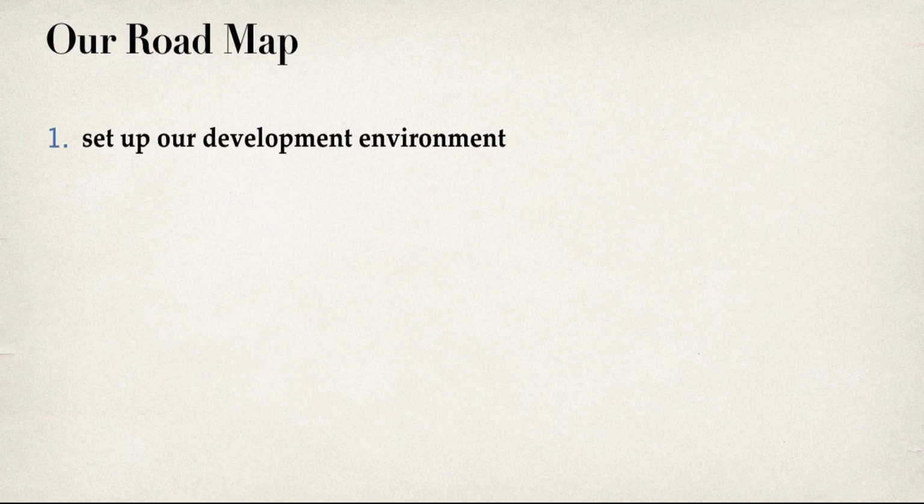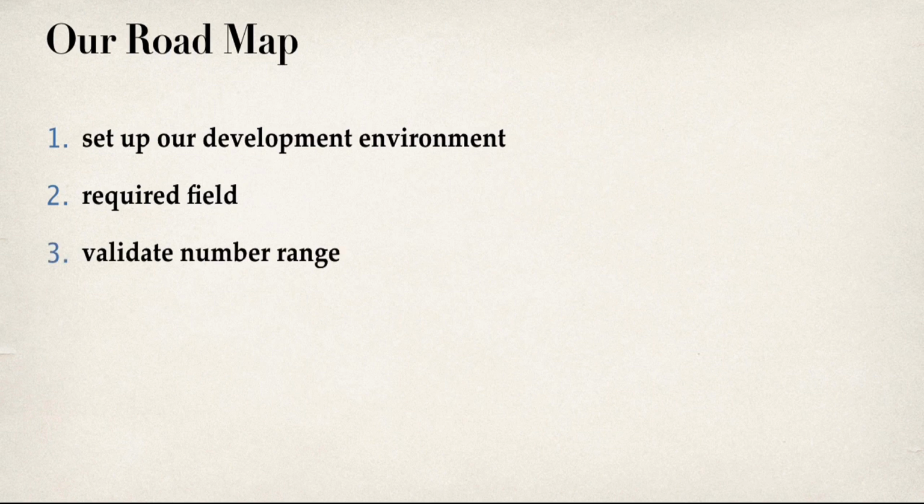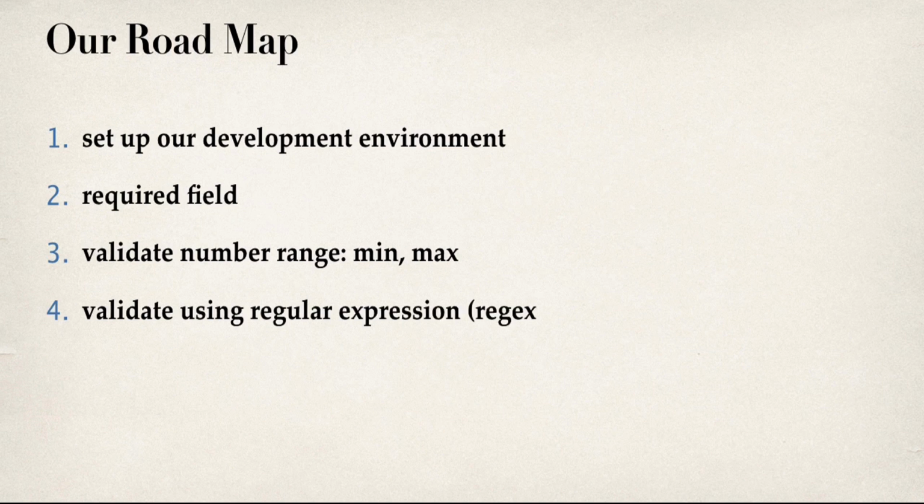All right, so let's go ahead and take a look at our roadmap here as far as what we're going to do. First thing we're going to do is set up our development environment. Then we'll write code to check for a required field. Next, we'll validate a number range with min and max. Next, we'll move forward and we'll apply regular expressions. And then we'll do custom validation. This is kind of like the big grand finale. We'll actually create our own custom validation rule along with our own custom Java annotation. Really great stuff. So stay tuned. We'll walk through each of these step by step in the following videos.